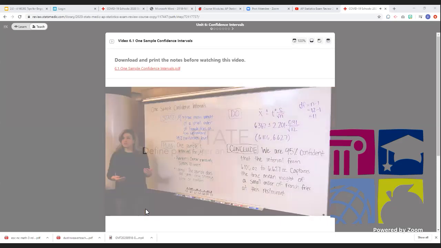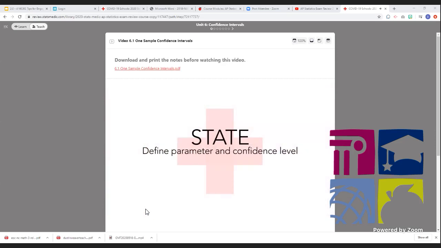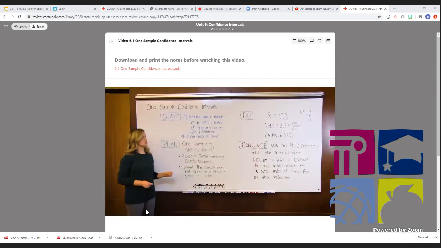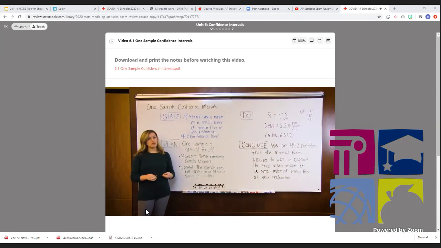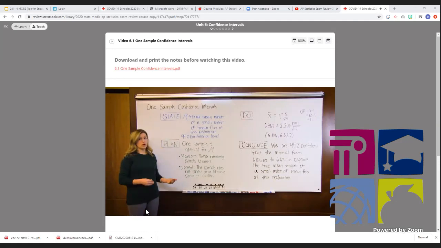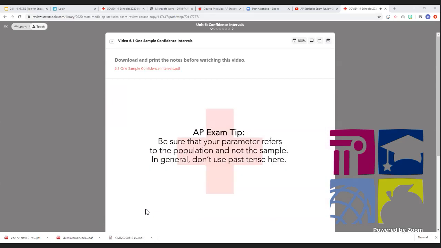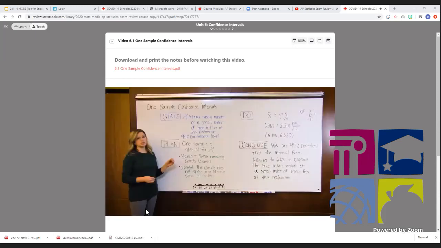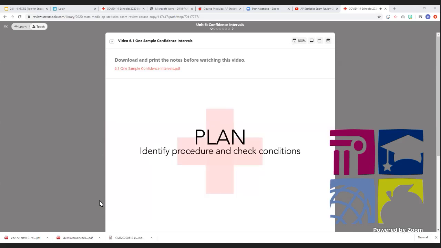So in the state portion, we're going to begin by defining our parameter. Now, we've been told in the problem that we're dealing with means, so my parameter is mu. And then I have here that it's the true mean weight of a small order of French fries at this restaurant. Now, it's really important here that you're only referring to the parameter, so the population. If you start talking about the sample, then we're not talking about a parameter anymore. A helpful tip for this is to make sure that you're talking in present tense as opposed to past tense. Also, in the state portion, you need to give your confidence level, and we've been asked to do a 95% confidence level.